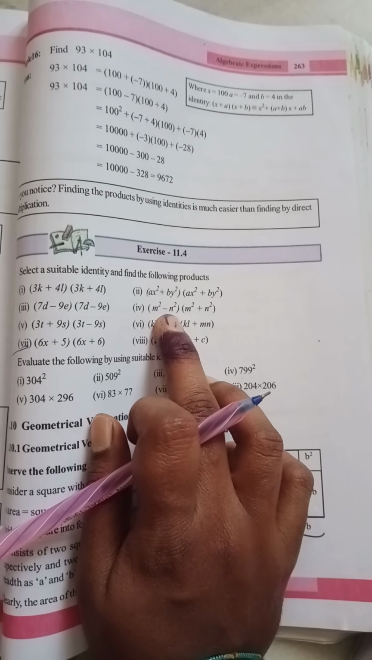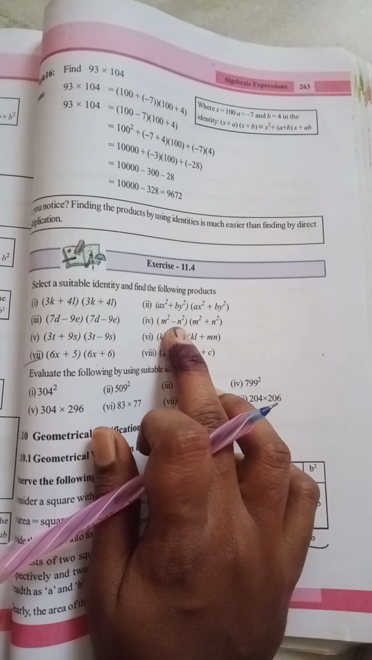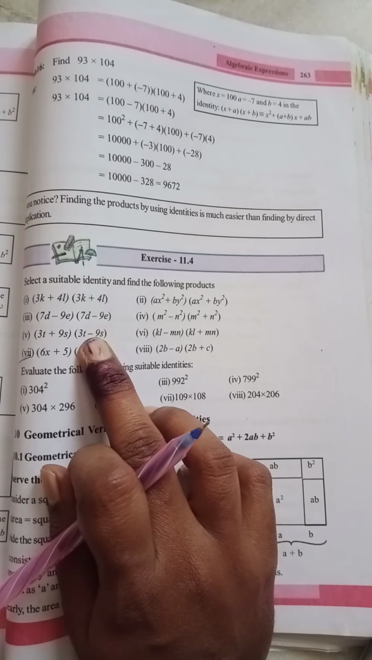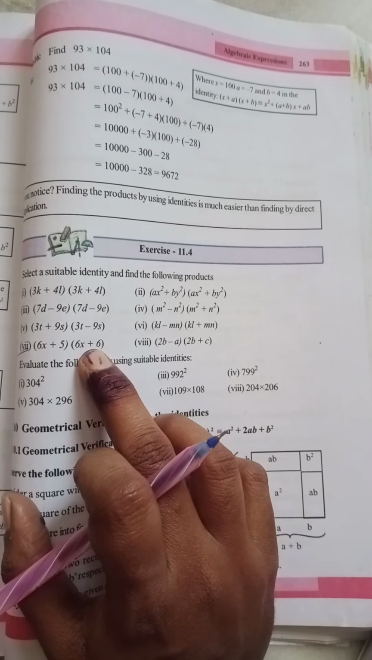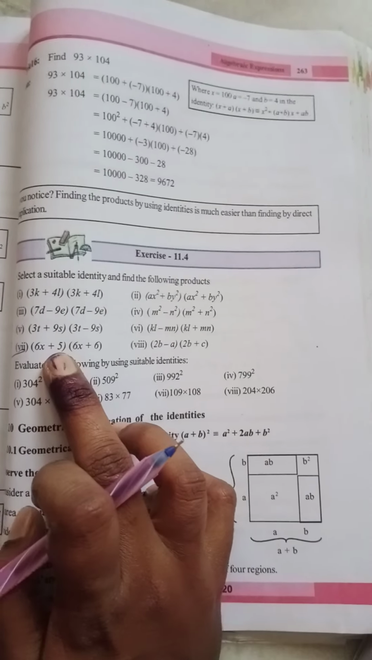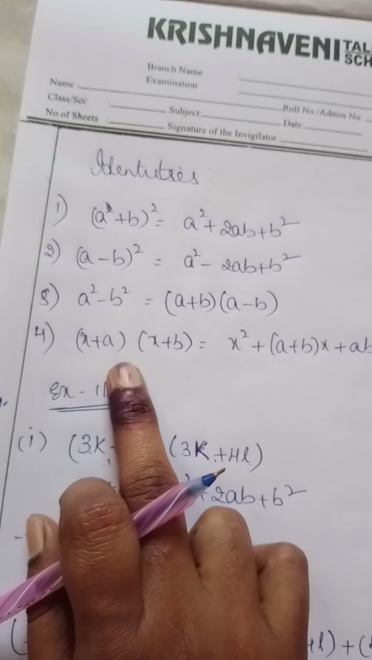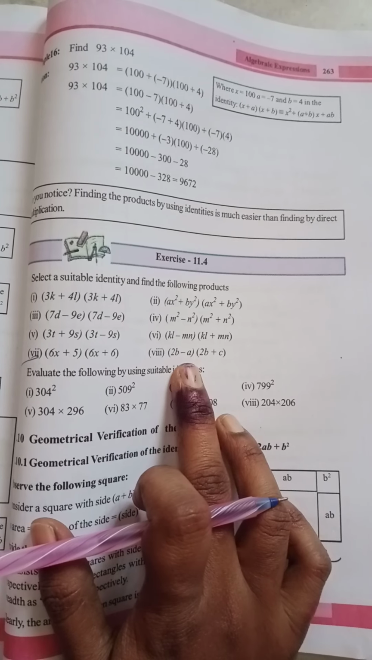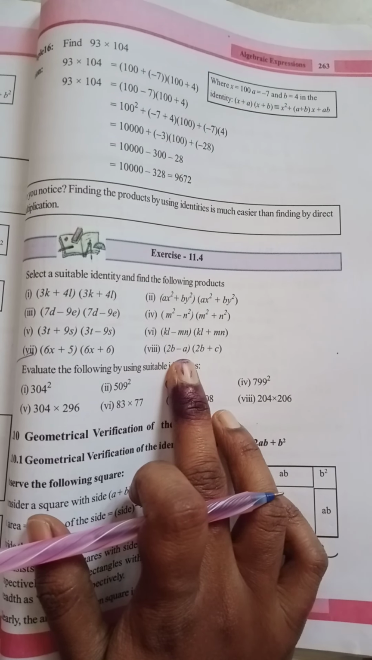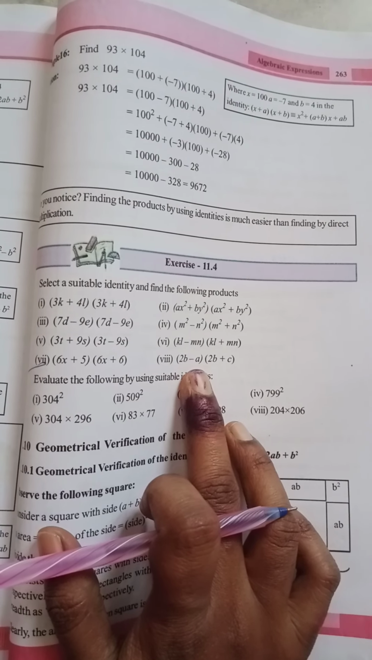Okay, the answer here is m power 4 minus n power 4 you will get. Okay, it is in the form of (a plus b) into (a minus b). Here also (a plus b) into (a minus b). Then (6x plus 5) whole square. Here it is in the form of (x plus a) into (x plus b). Okay, this identity. Substitute in this formula, you will get the seventh one. And what is the eighth one? (2b minus a) into (2b plus a). Okay, it is also (x plus a) into (x plus b). Substitute in that formula, you will get the answer.